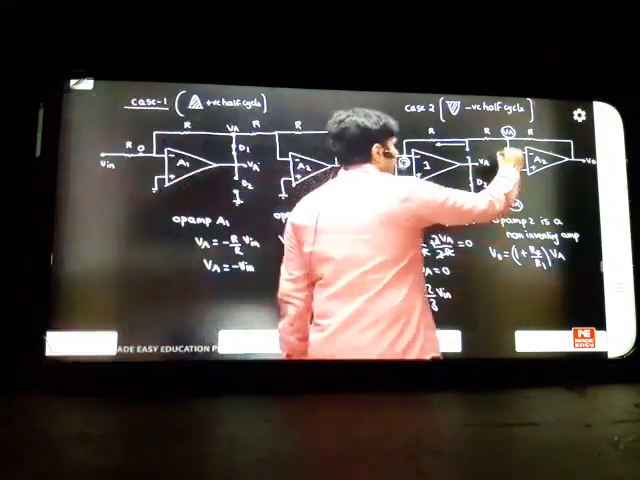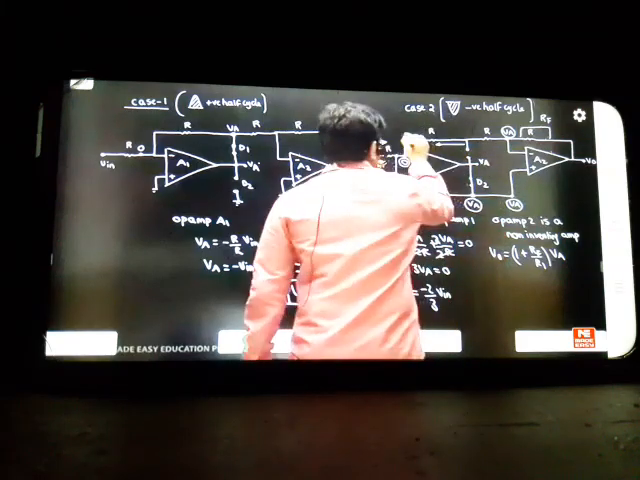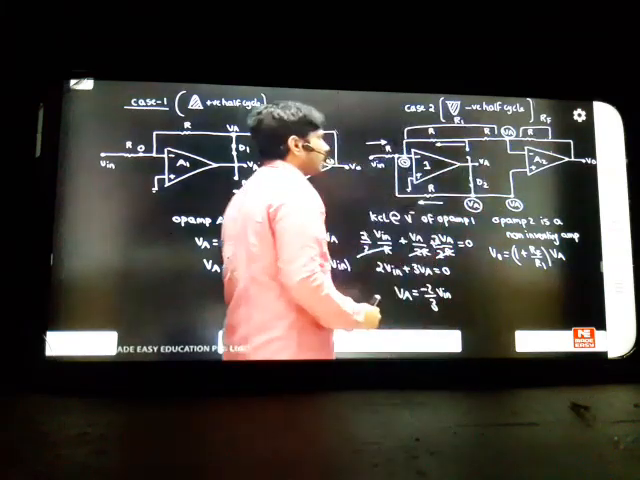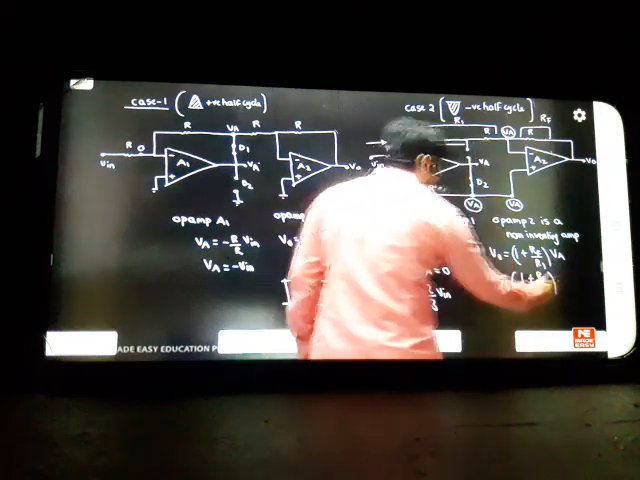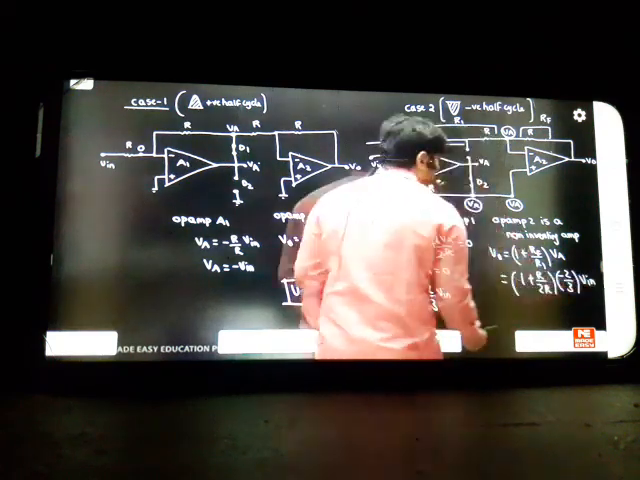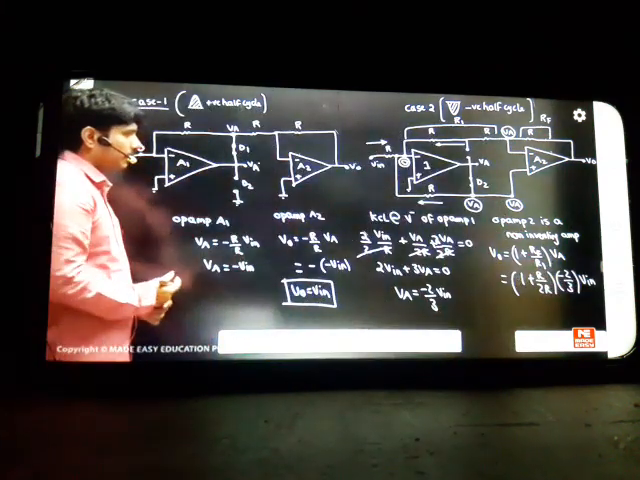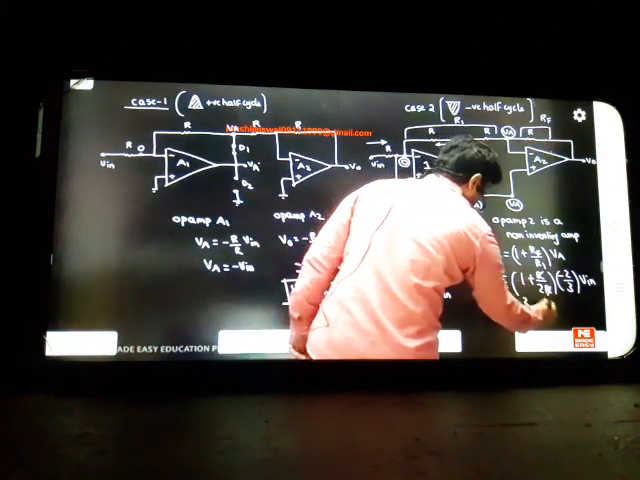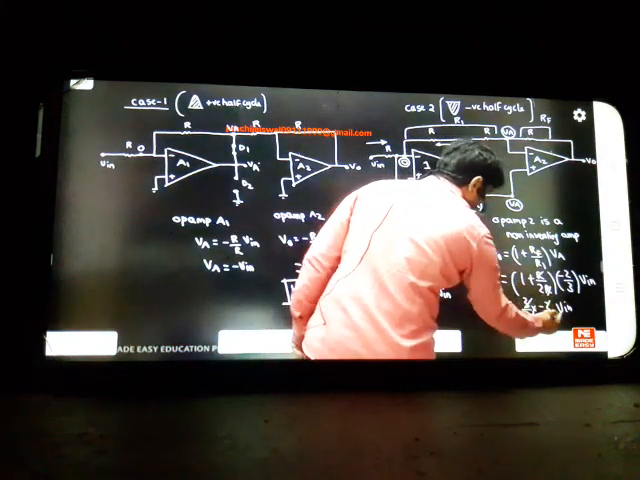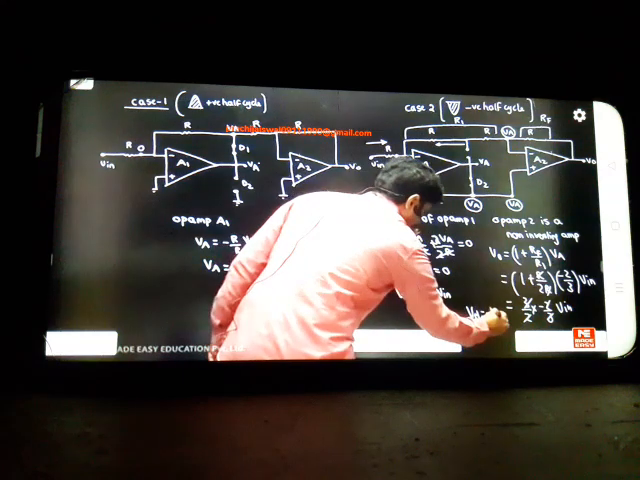Here what is RF, what is R1? This became your RF and this became, from here to here, your R1. These are your R1 and RF positions. So the answer is 1 plus R by 2R into VA. VA is minus 2 by 3 into VIN. So if you solve this problem, 3 by 2 is coming. This total will cancel. 3 by 2 into minus 2 by 3 into VIN. So finally the output is coming minus VIN. So finally I proved that.